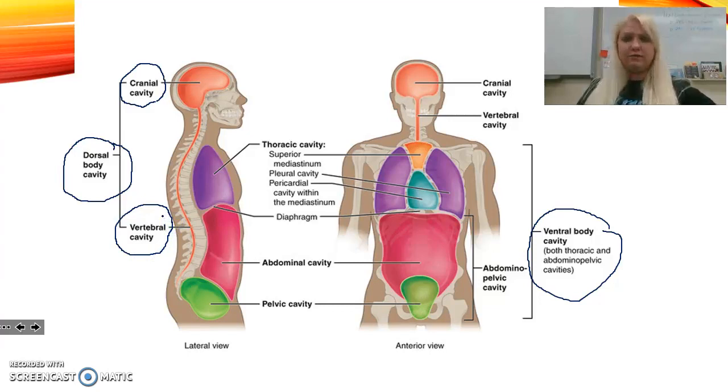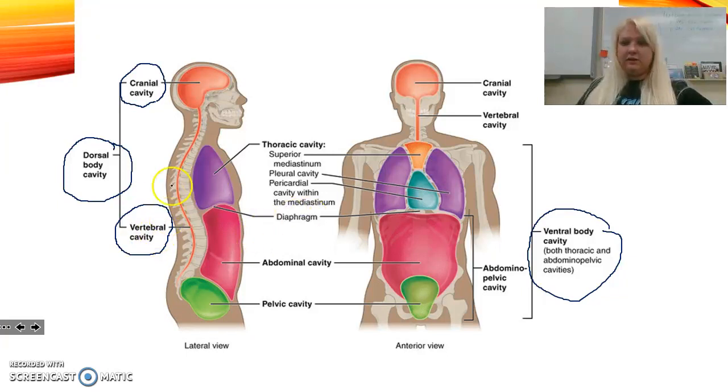And the organs that are found in these subdivisions are pretty easy to remember. In the cranial cavity, we have the brain, and in the vertebral cavity, or spinal cavity as you'll see it called, is your spinal cord. So if I'm asking you a question and I say the brain has been injured, you're automatically going to know dorsal, cranial cavity, because the brain and spinal cord are the only two organs found within that dorsal body cavity.